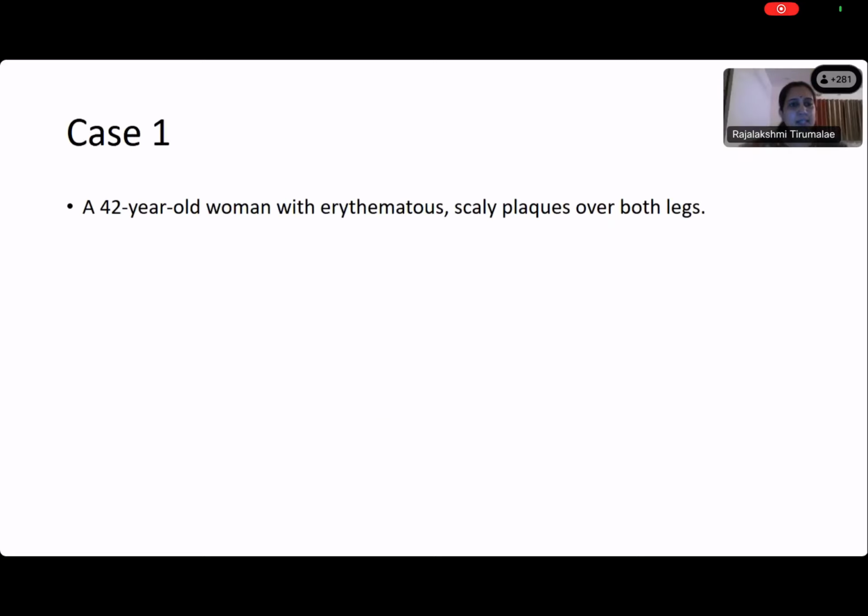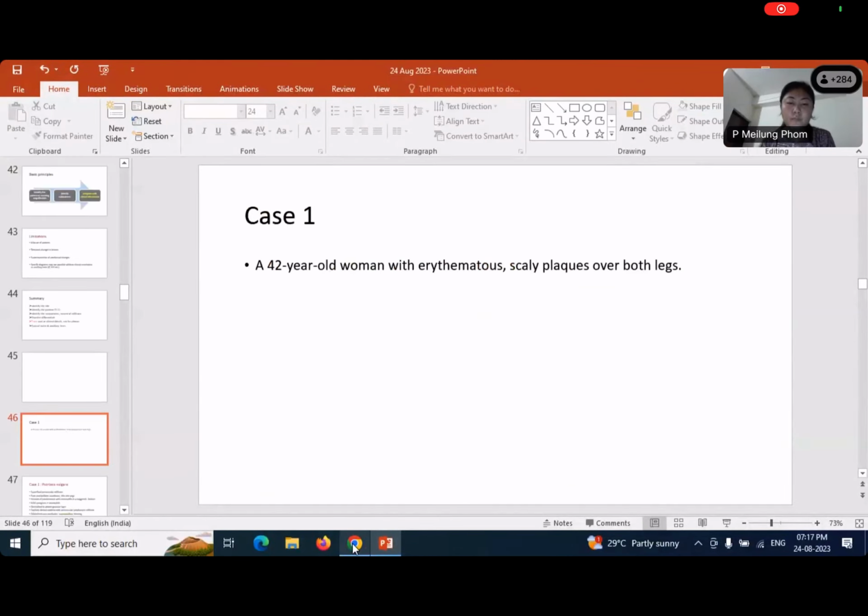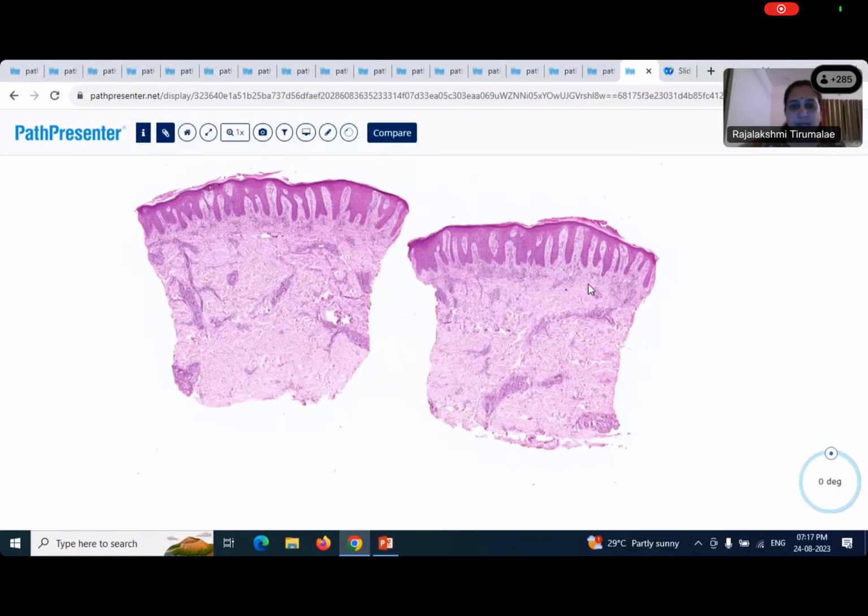So I think I will stop at this with the introduction. So can we start with case number 1? So this was a 42-year-old woman with erythematous scaly plaques over both legs. So can I invite Dr. Ishita to take this case?